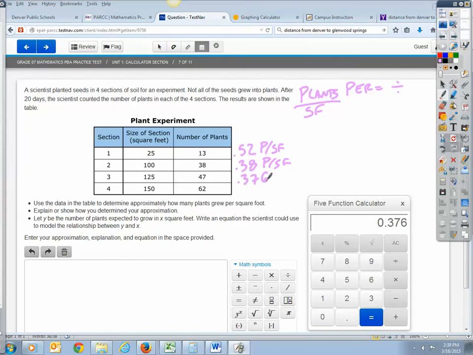And then finally, we had 62 divided by 150, and we get 0.413.